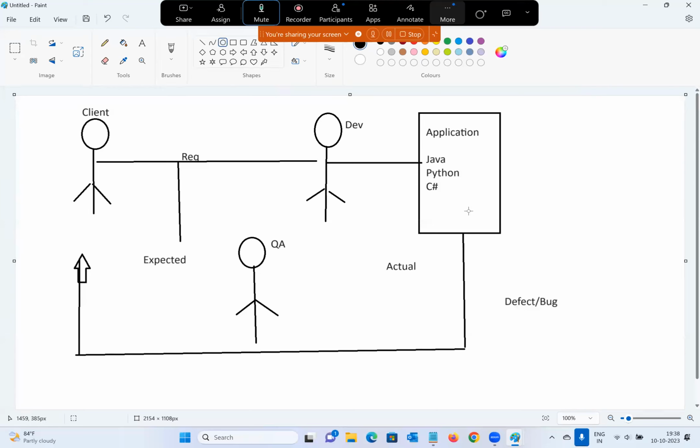So tell me now, which one is the best job? Developer or testing engineer? Which one is the best job? Give me your answer in the chat box.